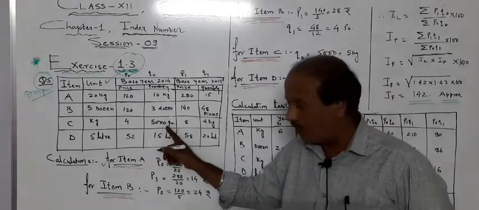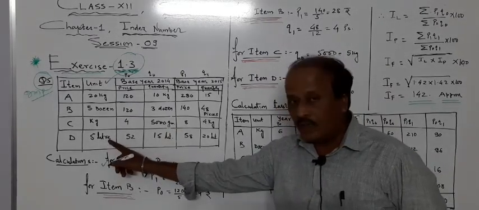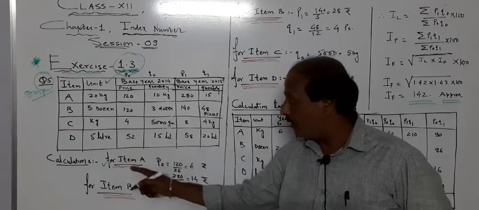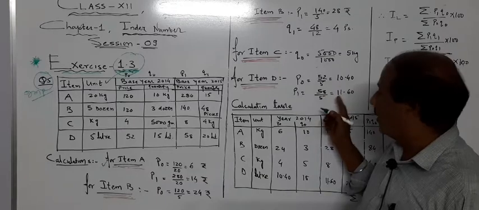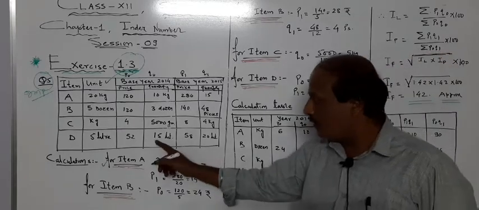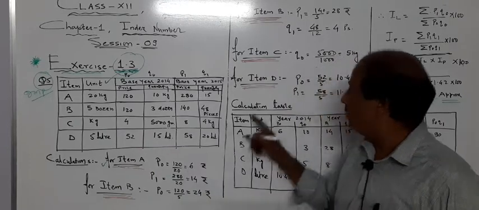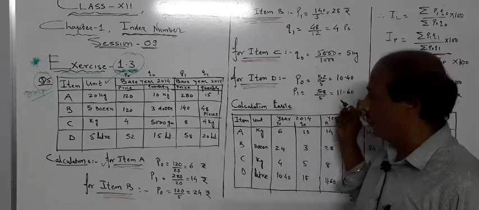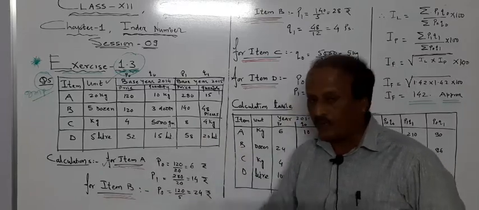Item D is given in the form of 5 liters, not liter, so you'll have to divide 15 here. Here it is given as 15 liters and it is given as 5 liters. So that calculation also we'll have to do somewhere here. I'll be telling you. Then you do this calculation separately.